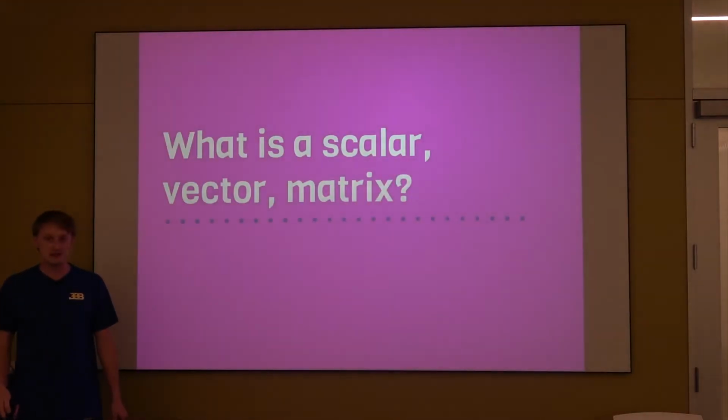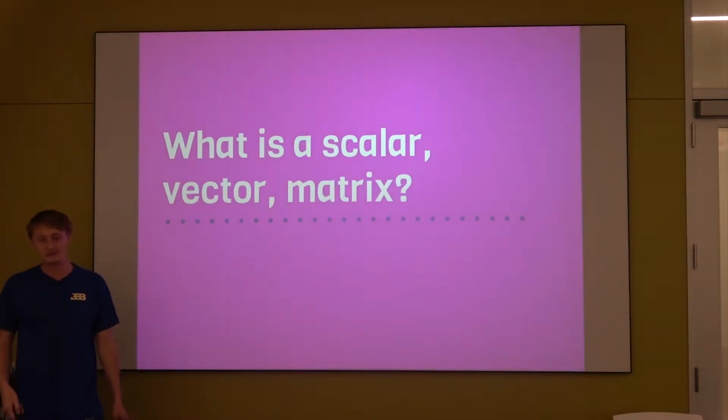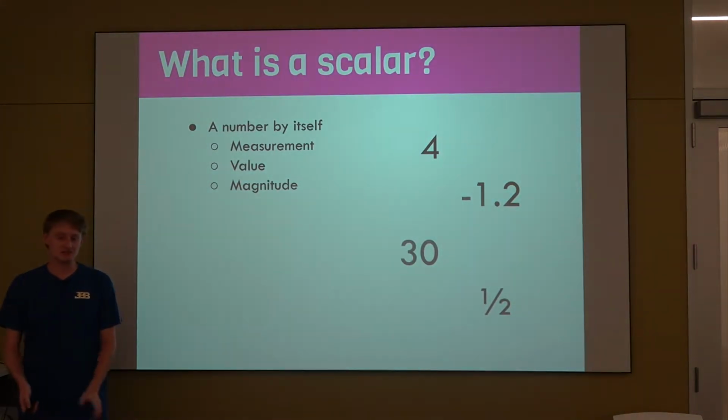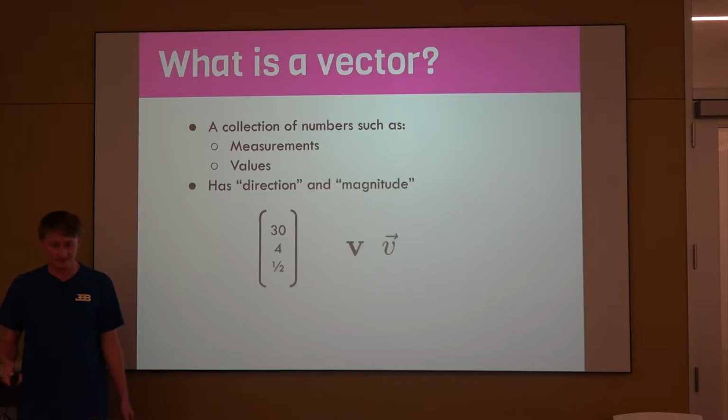And so to get into things, I wanted to talk about what is a scalar, vector, and matrix. Now, to start, what is a scalar? A scalar is just going to be any number by itself. So you can think of this as a measurement, a value, or some magnitude. So how many fingers am I holding up? 4. So that's a scalar. 30. How many people are in this classroom? Things like that are just going to be a scalar, a simple number.